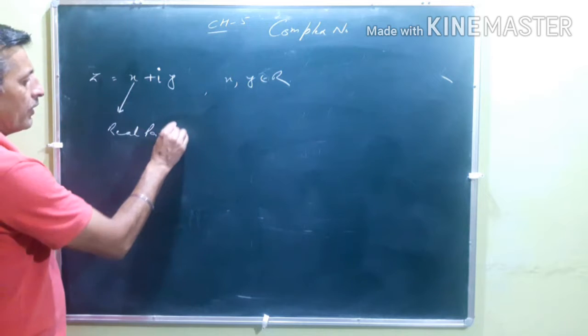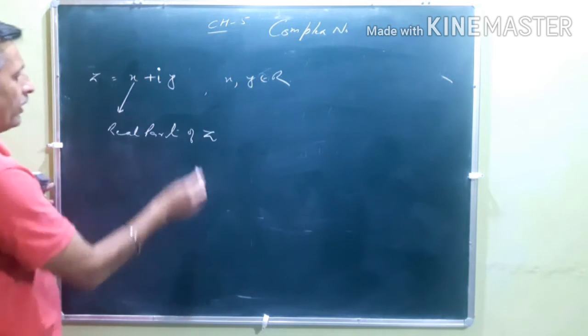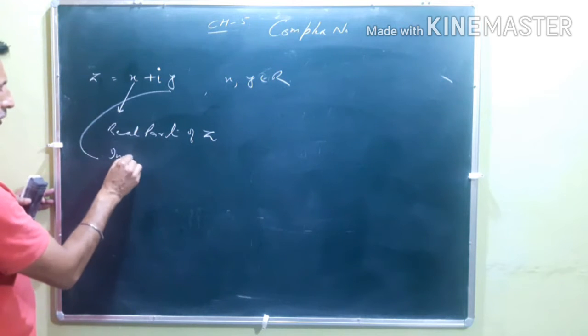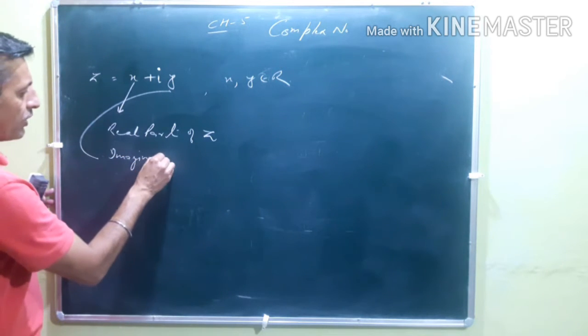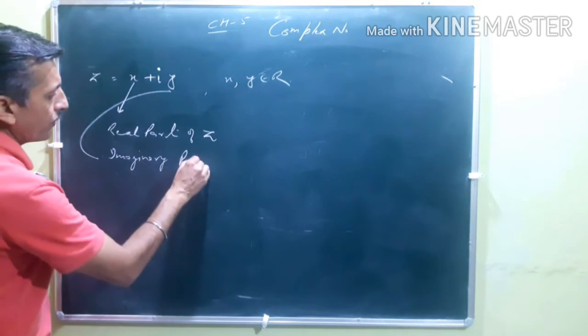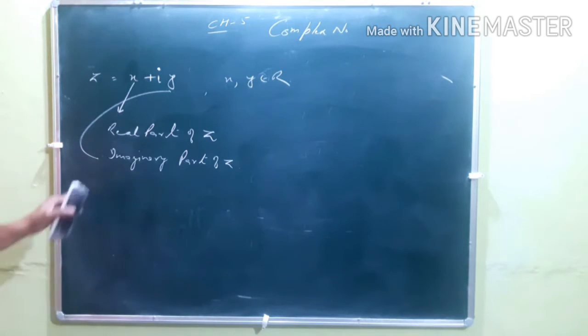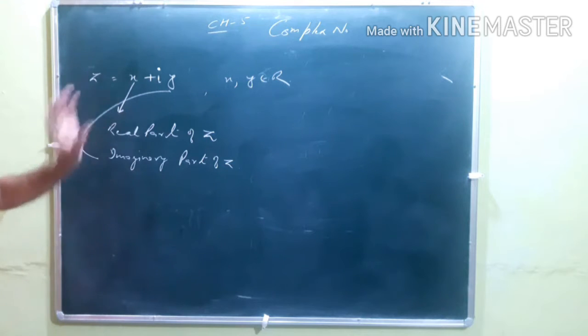This is called the real part of z, and this y is called the imaginary part of z. This is very important. Again, what is the real part of z? That is x. What is the imaginary part of z? That is y.